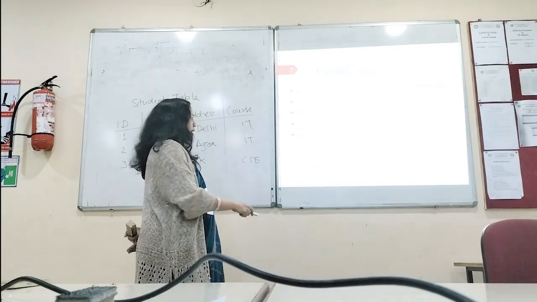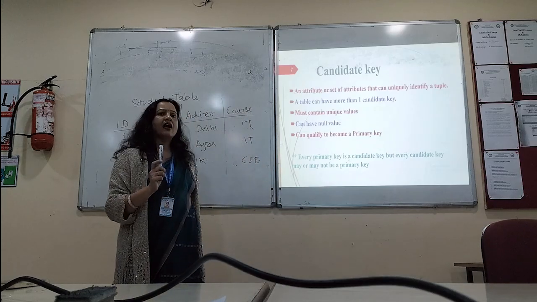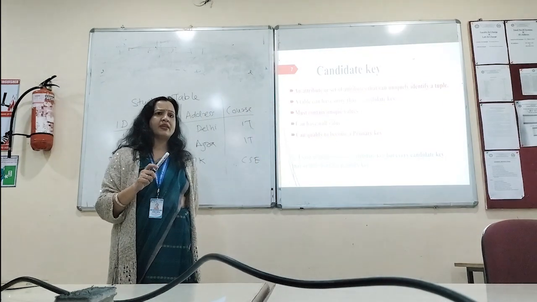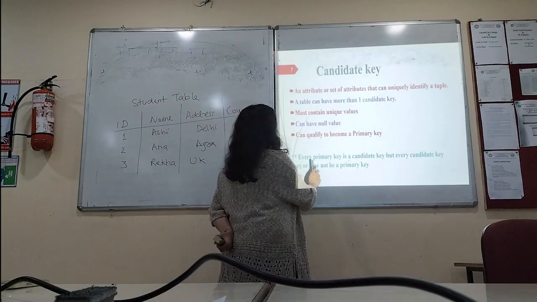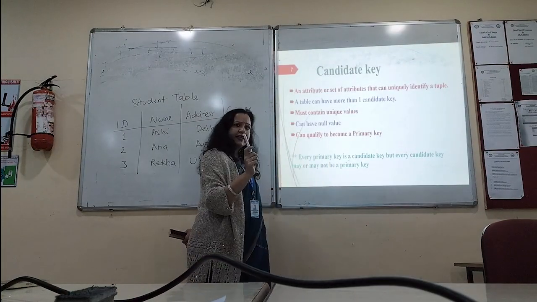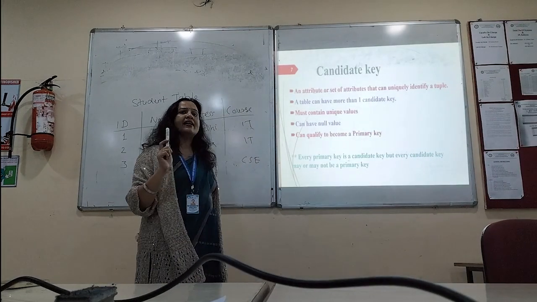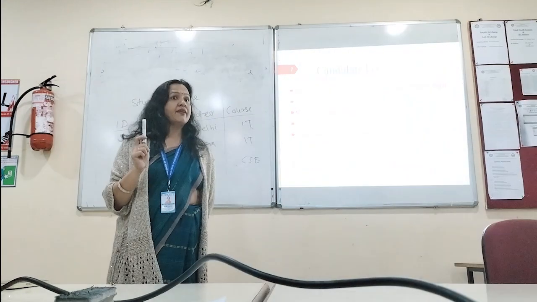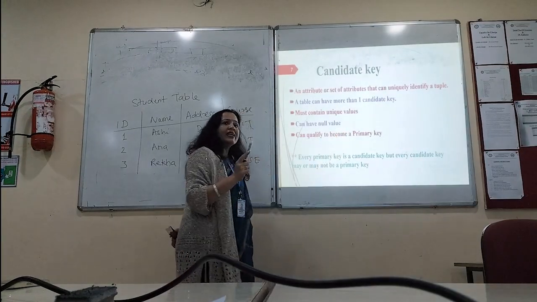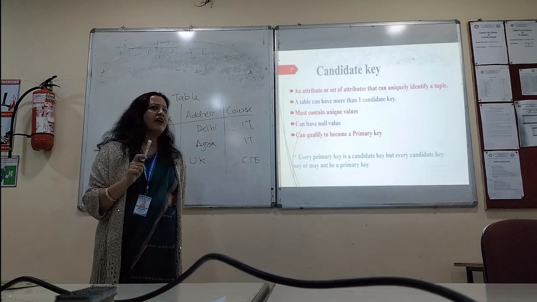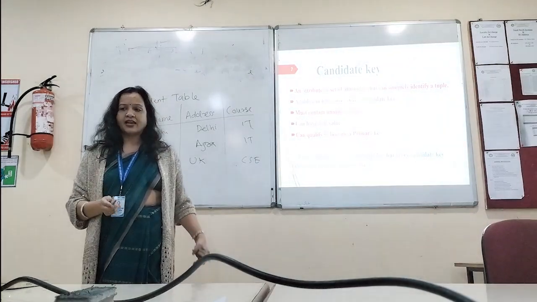Now every primary key is a candidate key, but every candidate key cannot be a primary key. It may be a primary key or may not be, right? This is the thing you have to keep in mind. Every primary key is a candidate key because it has all these properties. But a candidate key cannot always be a primary key. Why? Because we are saying here that it can have a null value. So in case a candidate key has a null value, we cannot choose it as a primary key, right?